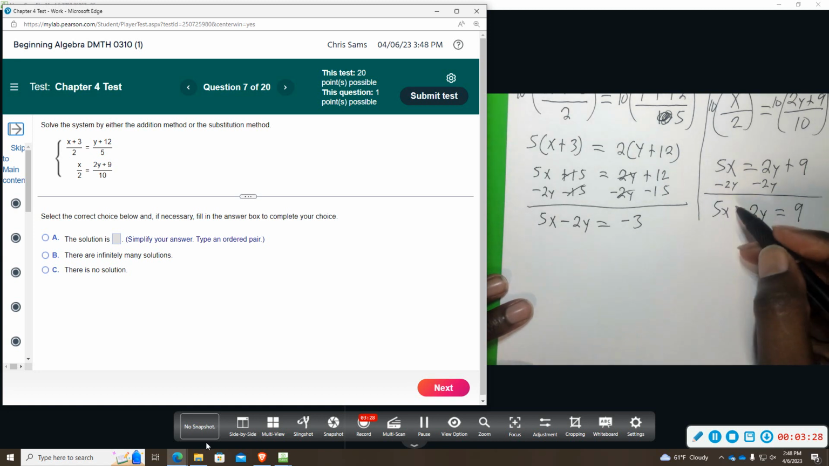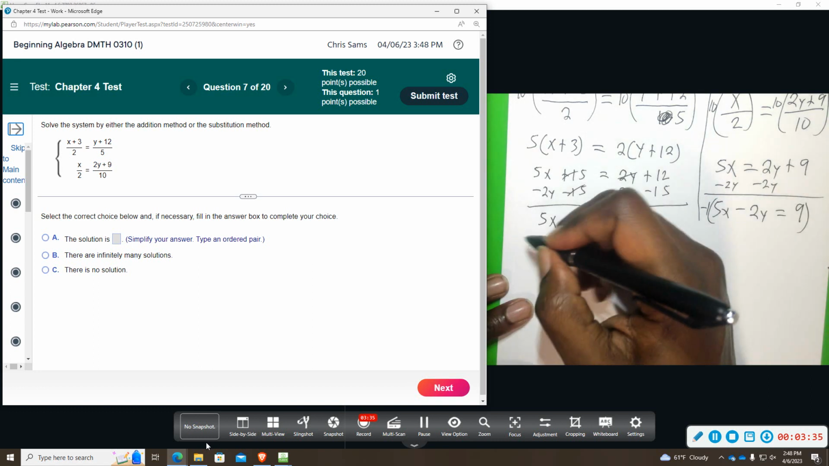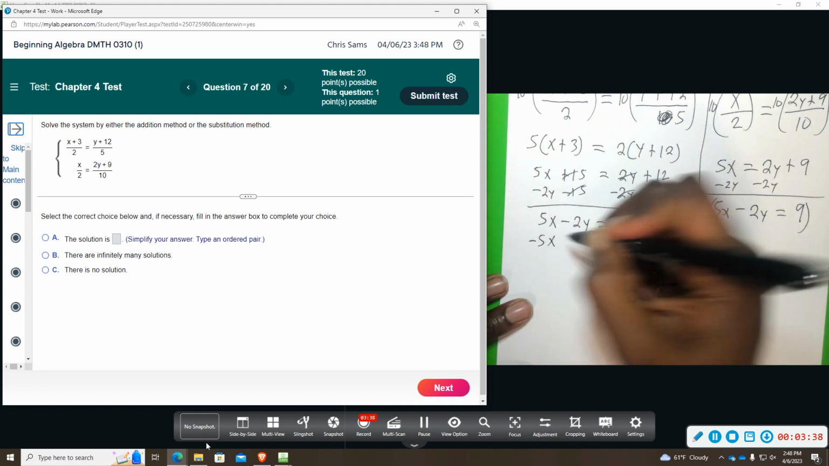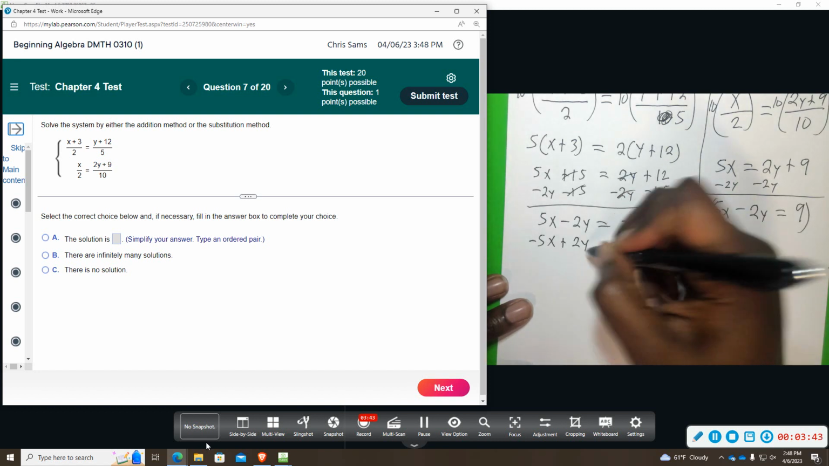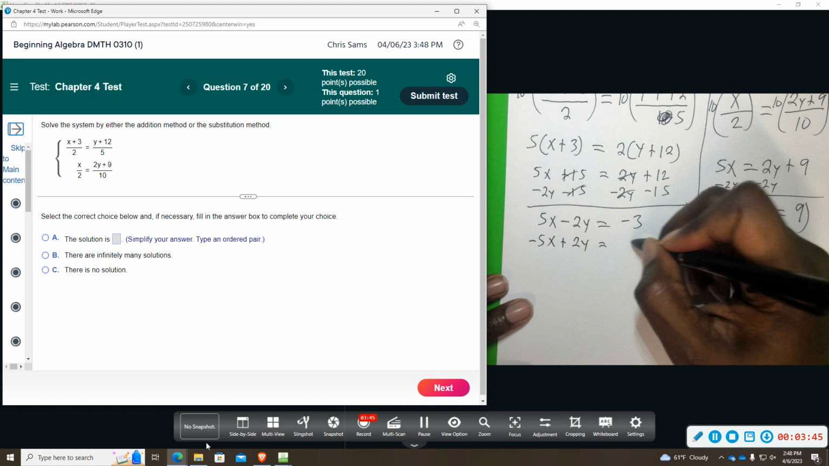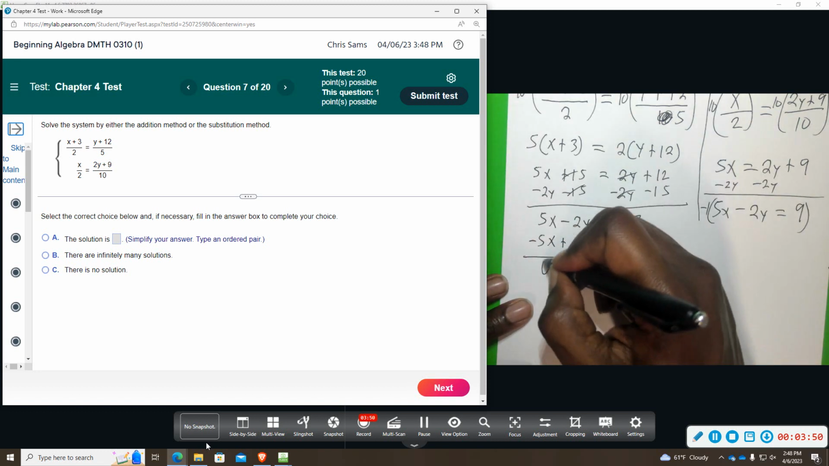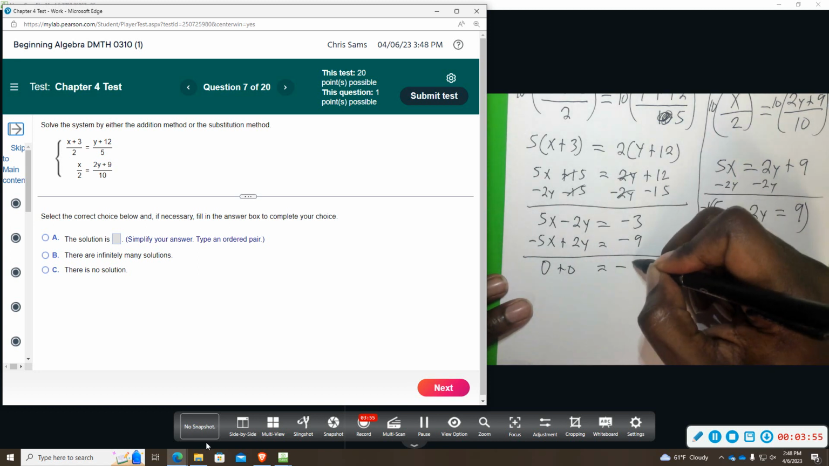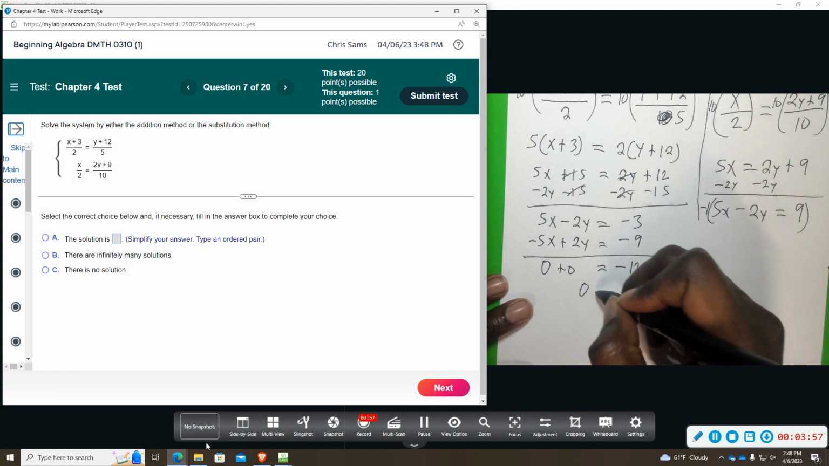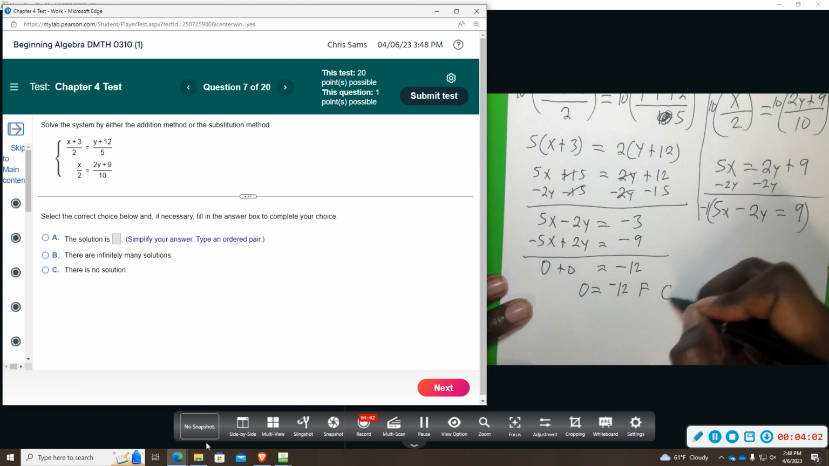I'm going to multiply this equation by -1 just to change the sign so that we can do the elimination. -1 times 5x, -5x, -1 times -2, +2, -1 times 9, -9. When we add these, 5's cancel, the y's also cancel, and then that leaves me with -12. All right, so 0 is not equal to -12. This is a false statement, so that means we have no solution.